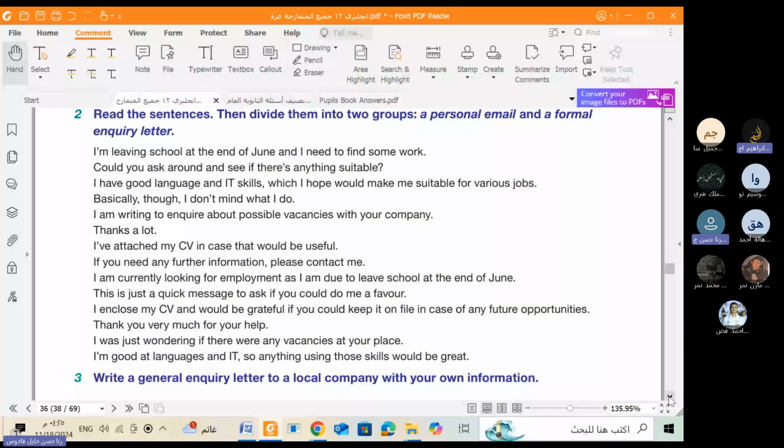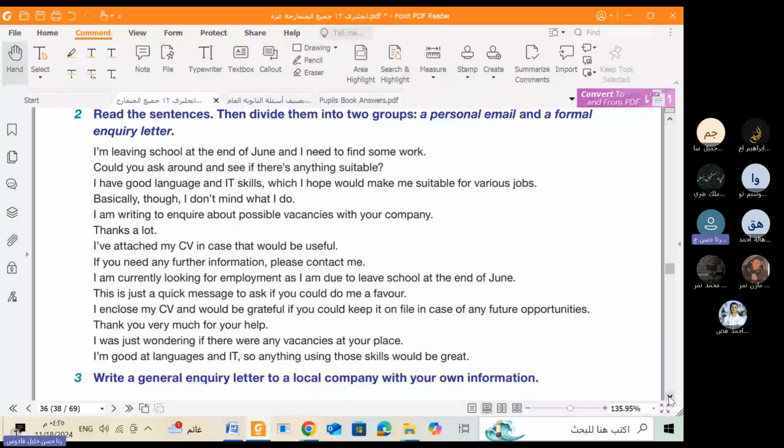Read the sentences, then divide them into the two groups: personal email and formal inquiry letter. This is the idea: is the language of the statement formal or personal? If it is a personal email, you have to write PE. And if it is a formal inquiry letter, you have to write FIL, the initial letter of each word.